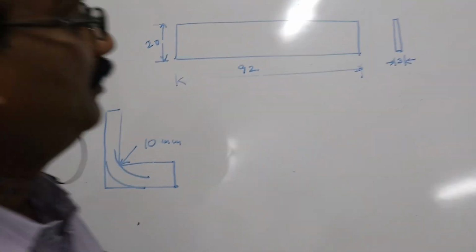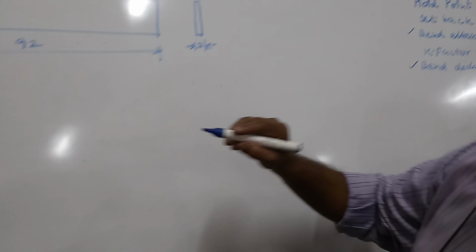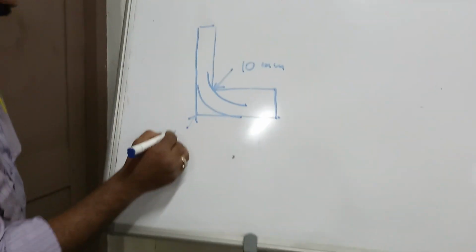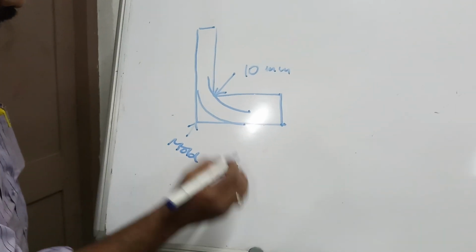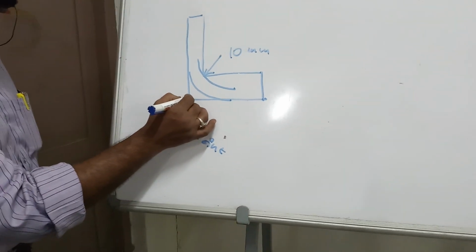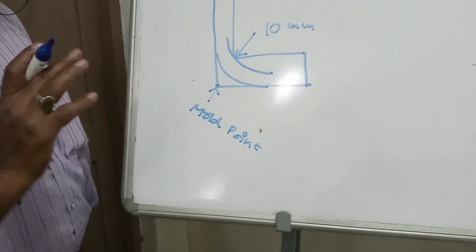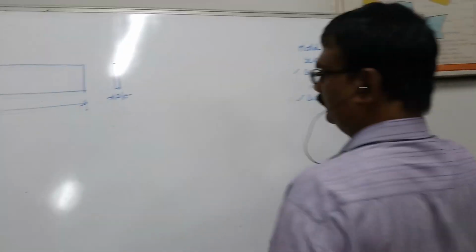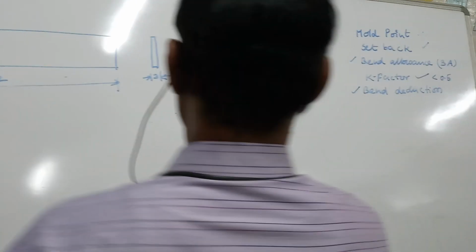So now, what is this mold point? We'll see. So this is the mold point. This point is mold point where the bend takes place. Is the mold point where the bend gets initiated. Now coming to what is setback. So this is one of the important terms which is used. So here I will explain.